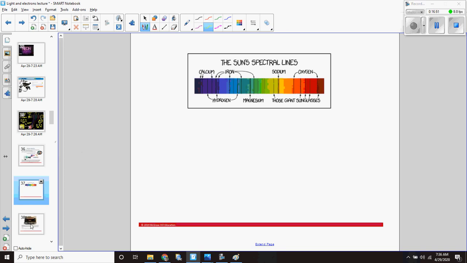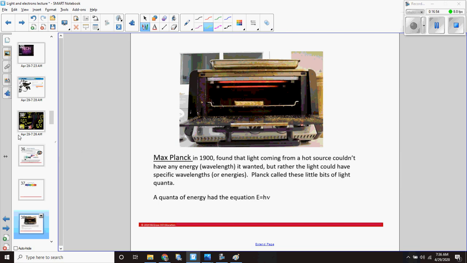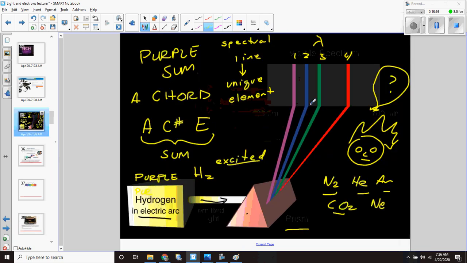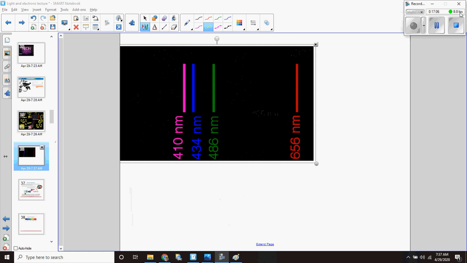Okay, so let's get to the bottom of this. We're not talking about Max Planck yet. So the real question is why? Why are hydrogen atoms doing this? You ready? Okay, so let's finish this. I chose this image because it shows exactly which specific wavelengths correspond to the hydrogen emission. These are the colors or wavelengths given off by hydrogen that we can see. So this is only the visible spectrum.